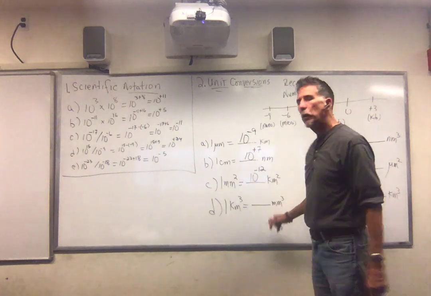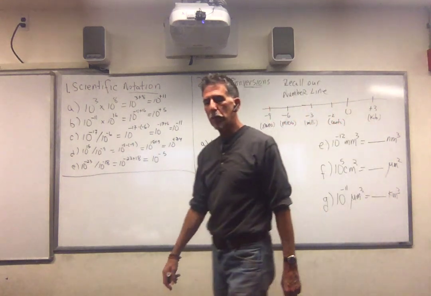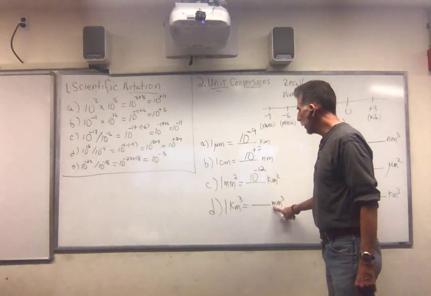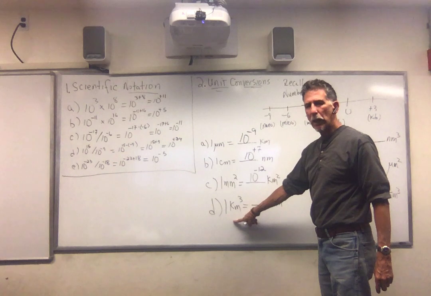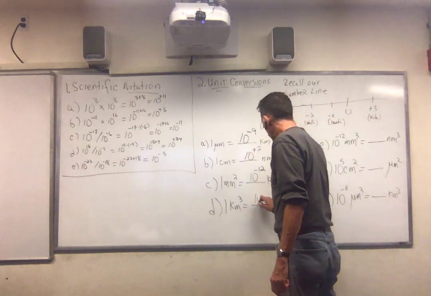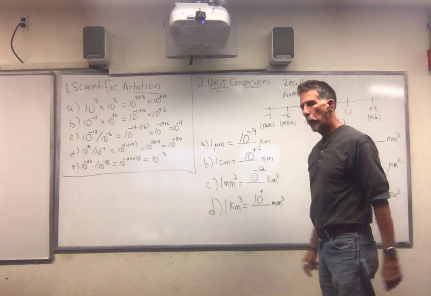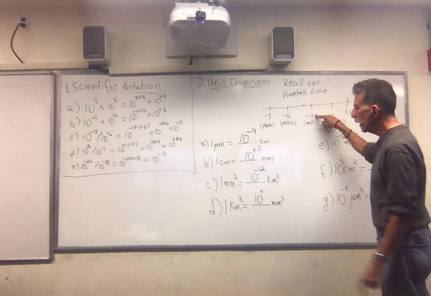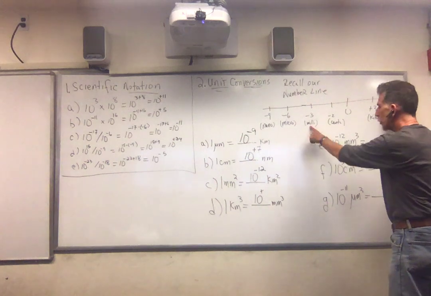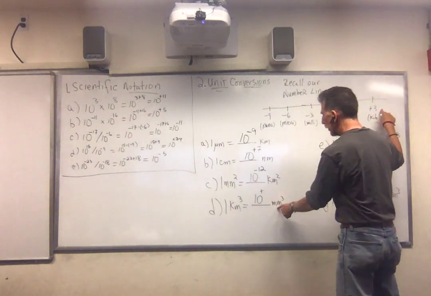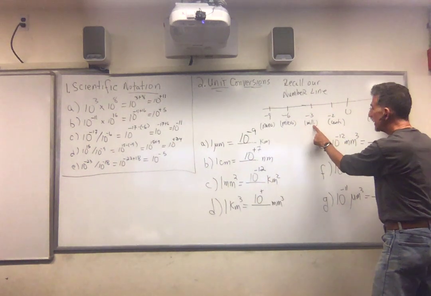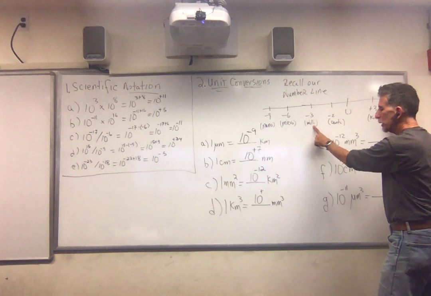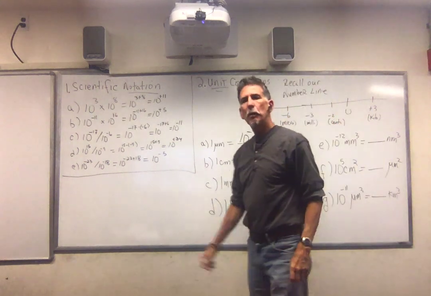Kilometer cubed, millimeter cubed. Cube, remember, is a volume, a length times a width times a height. Millimeter is smaller than kilometer. Remember, smaller is positive. Where's millimeter? Well, again, millimeter is minus 3, kilometer is plus 3. So 1 kilometer is 10 to the plus 6, right? 3 and 3 is 6 steps. So 1 kilometer is 10 to the 6th millimeters.